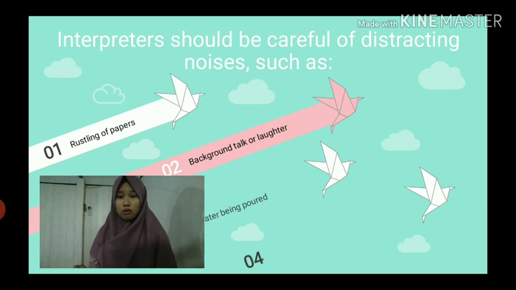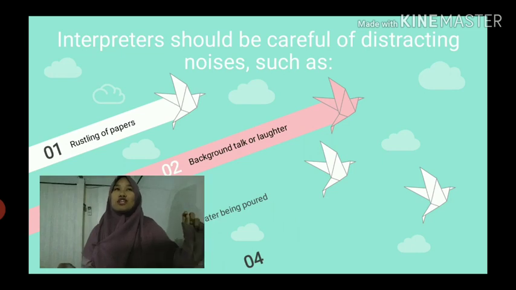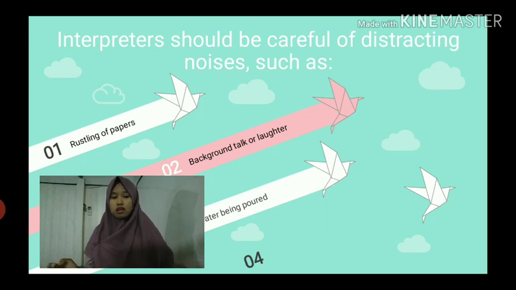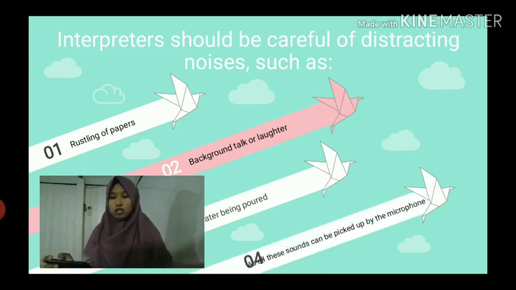Next is background talk or laughter. Although we are only two people, we should not laugh. If you really want to laugh, we should press the mute button. And then water being poured, and also in the booth we can bring coffee or something, so we should be really careful with the noise of water being poured. These three sounds can be picked up by the microphone. The microphone is really near to us, so I think we should be careful with that.